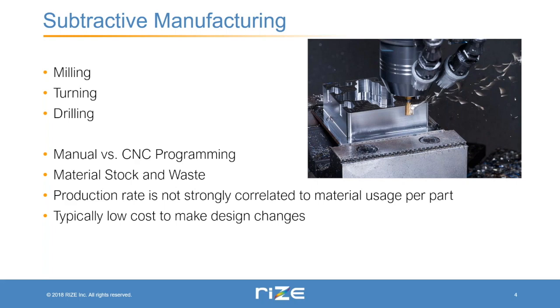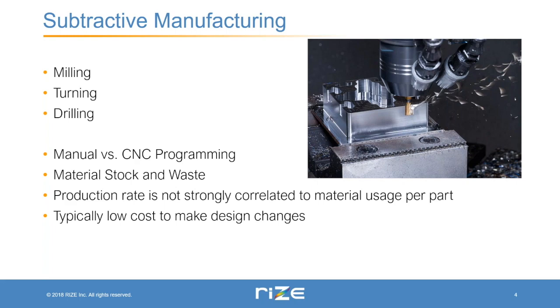So the first traditional manufacturing method we'll look at is subtractive. A few of the common forms of subtractive manufacturing include milling, turning, and drilling. Milling is the form shown in this picture here, where you have a sort of drill bit that is rotating and removing material from a stock block to produce the desired shape for the part.